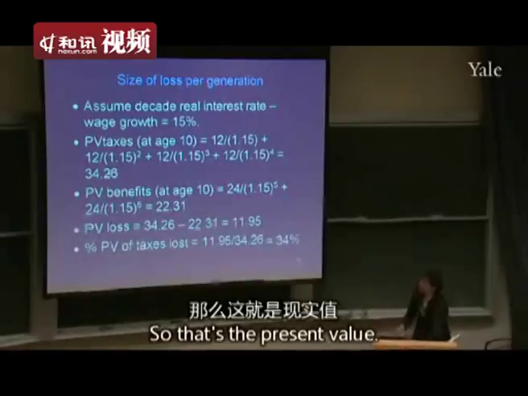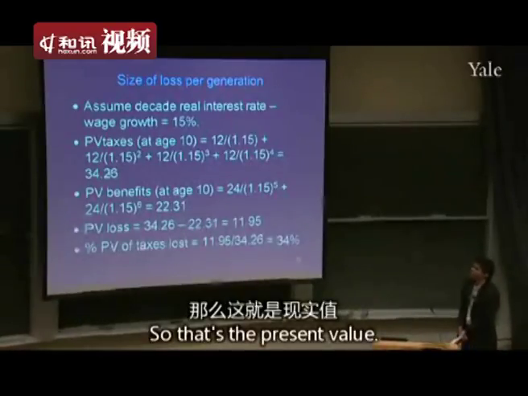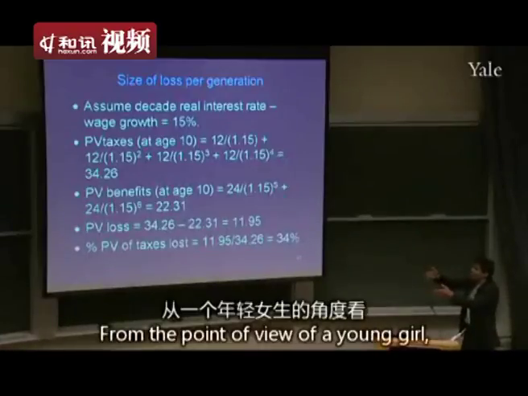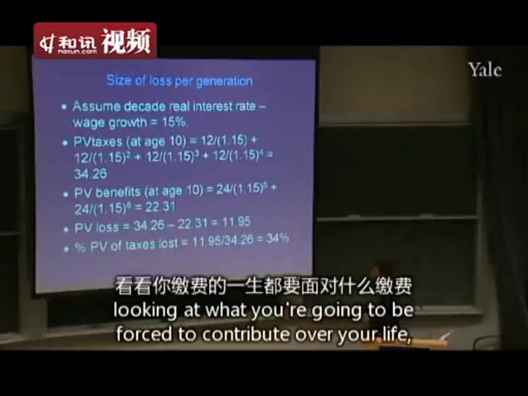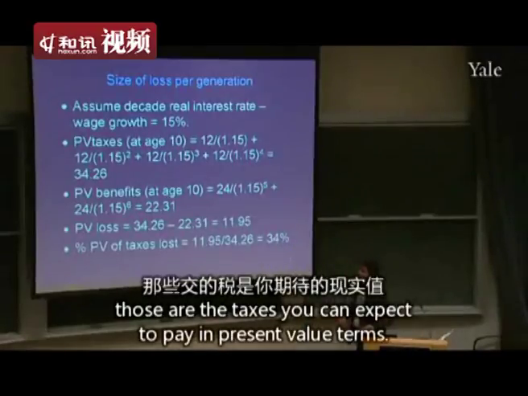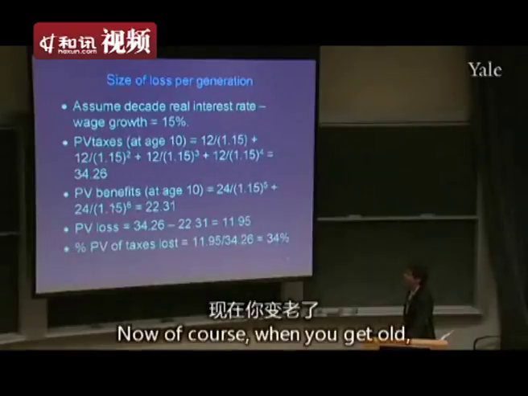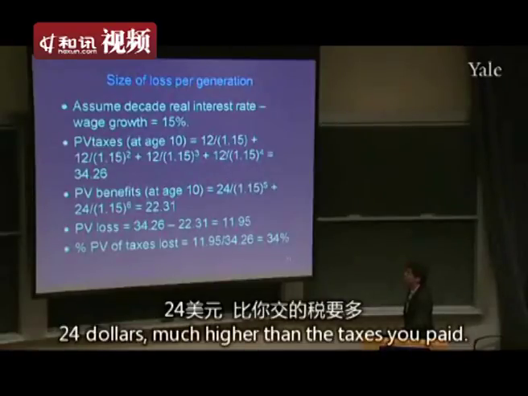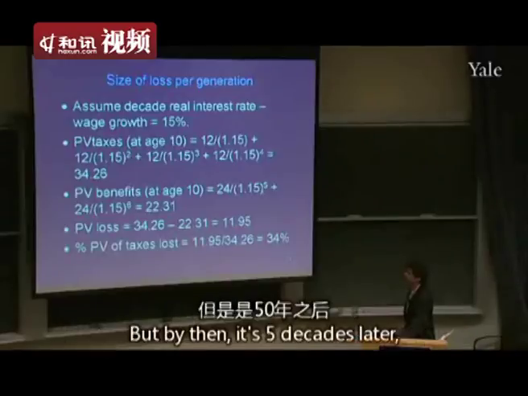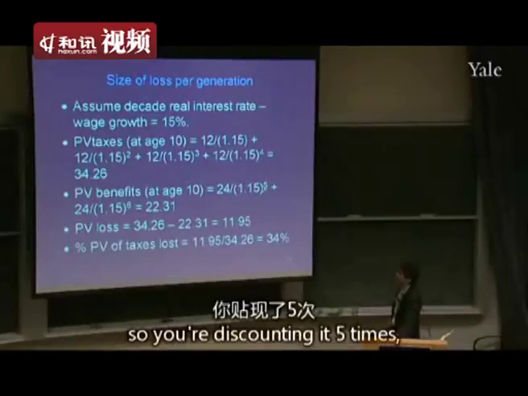So that's the present value of what a young girl looking at what she's going to be forced to contribute over her life. Those are the taxes you can expect to pay in present value terms. Now, of course, when you get old, in your 60s and 70s, you can get benefits, $24, much higher than the taxes you paid. But by then, it's 5 decades later, so you're discounting it 5 times.